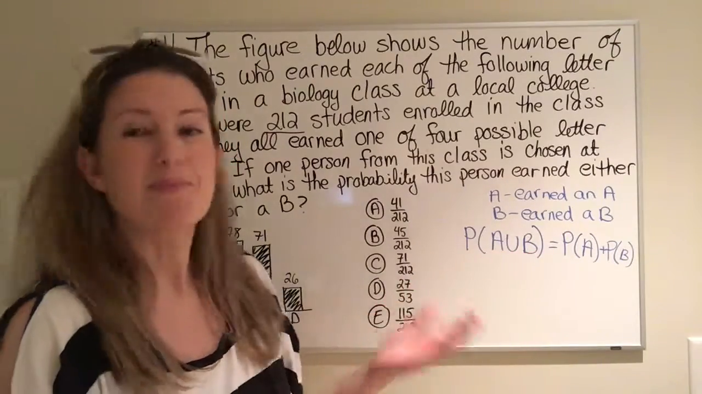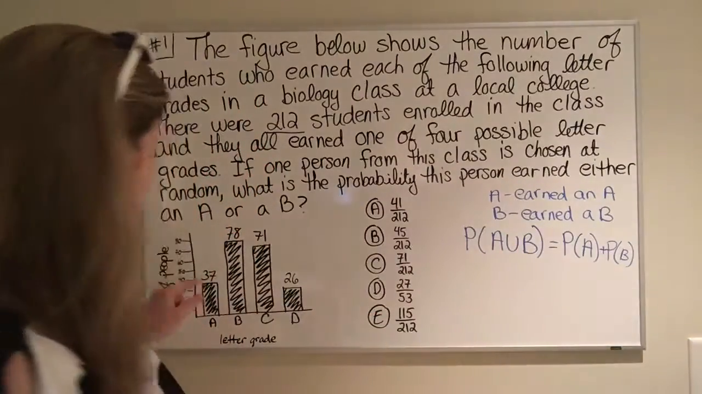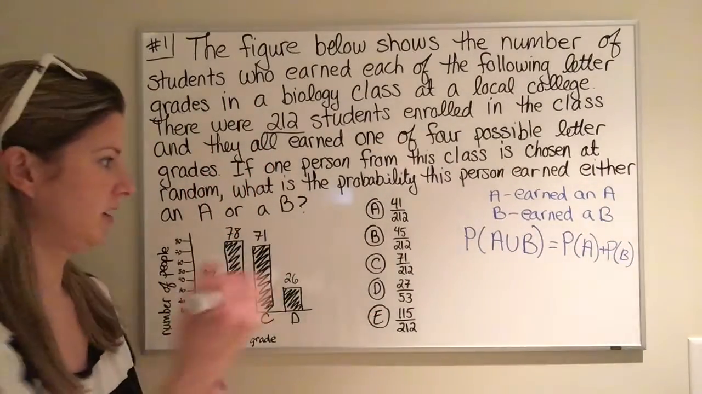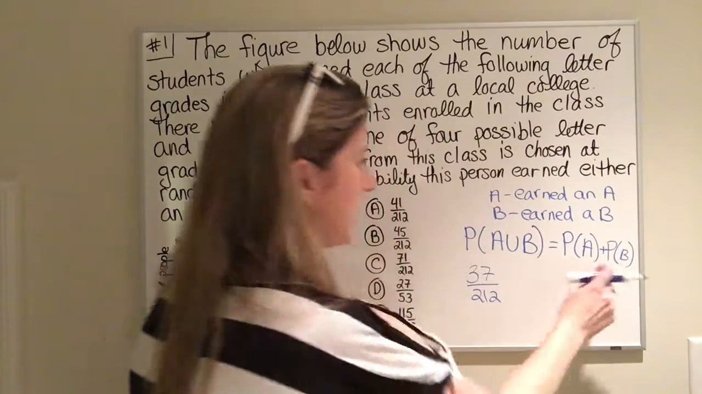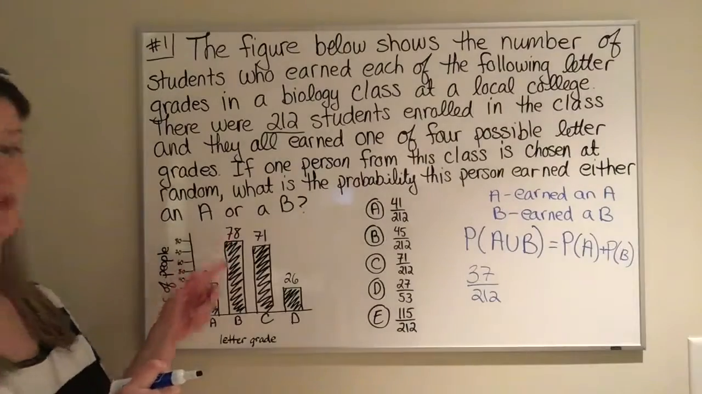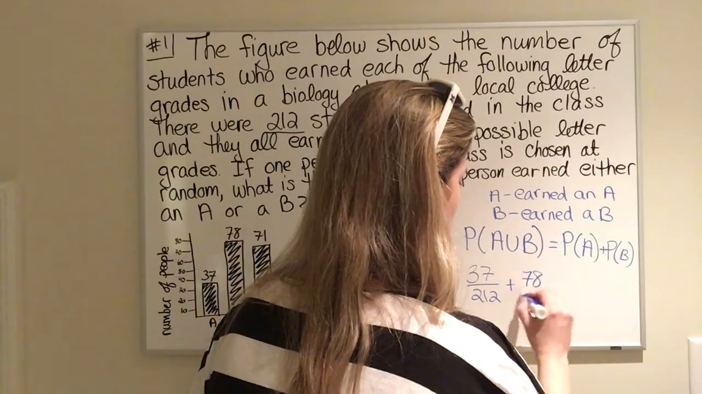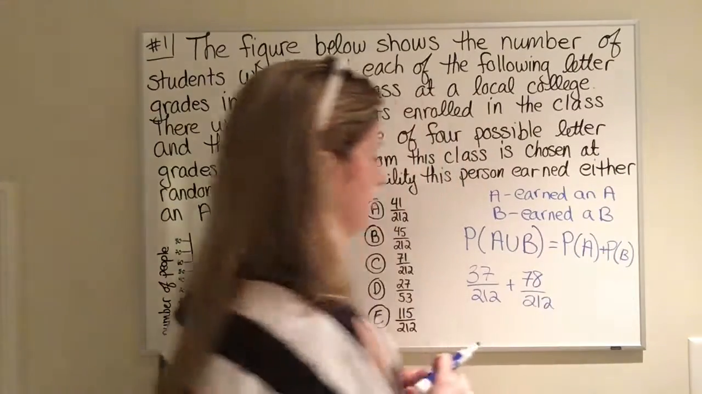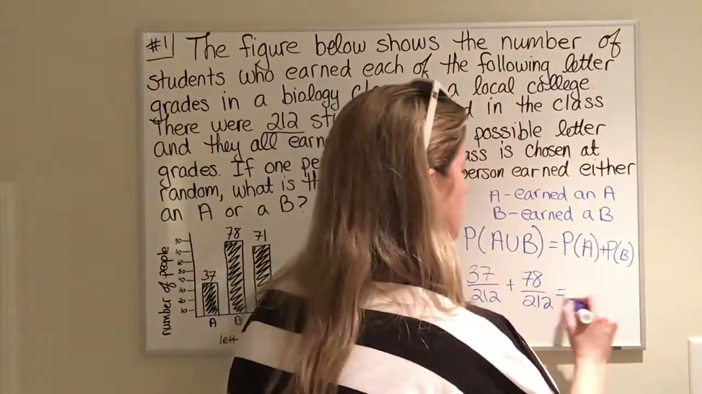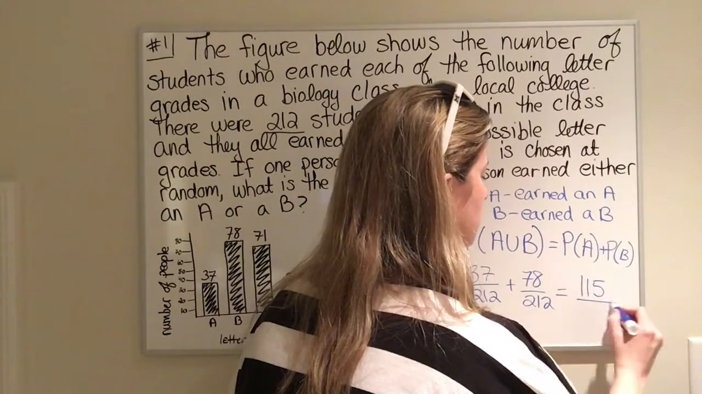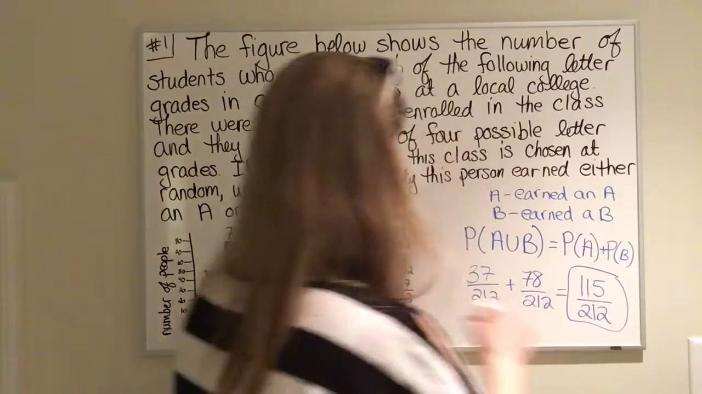So this might make it easier for you. You might be thinking, okay, the probability of earning an A is just 37 out of 212, and the probability of earning a B is just 78 out of 212. So 37 over 212 plus 78 over 212 equals 115 over 212, which is E.